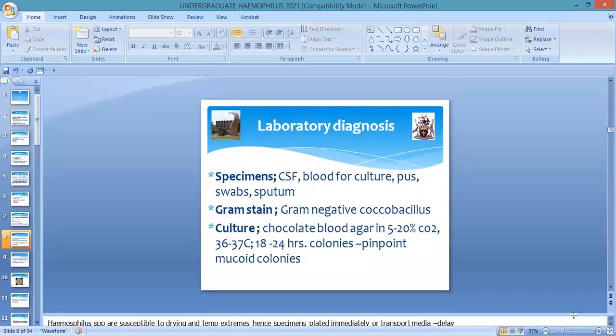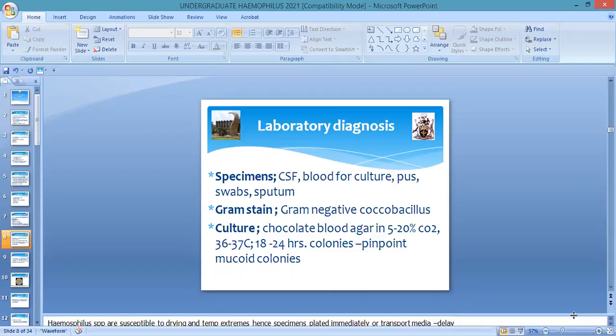For lab diagnosis of H. influenzae, you have to take into consideration where the infection is occurring, whether it's in the meningeal CNS system or in the respiratory tract. That will prompt which specimen you're going to collect. So for CNS infection, you collect CSF. In case of bacteremia, you get blood for culture, and you can also collect sputum.